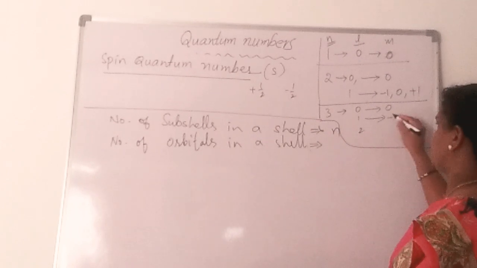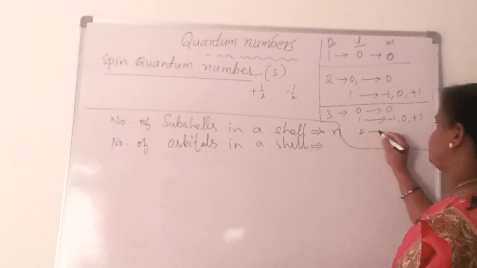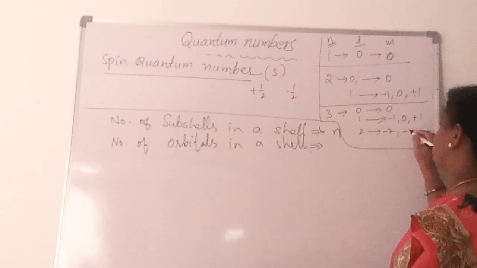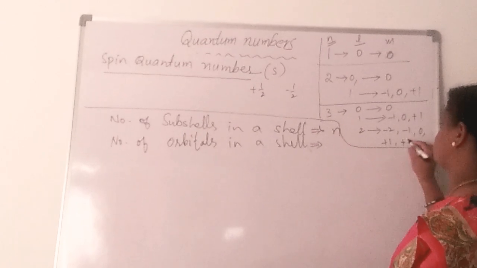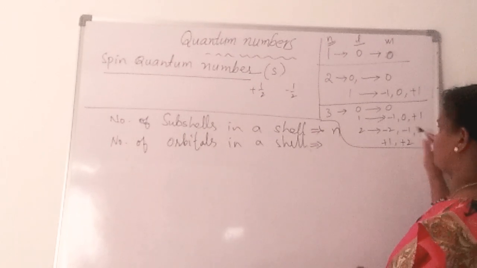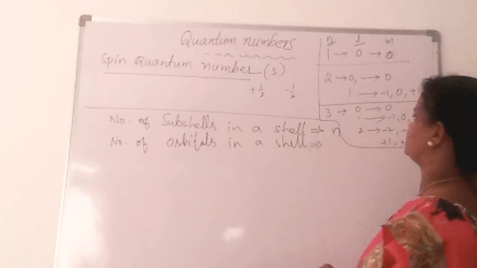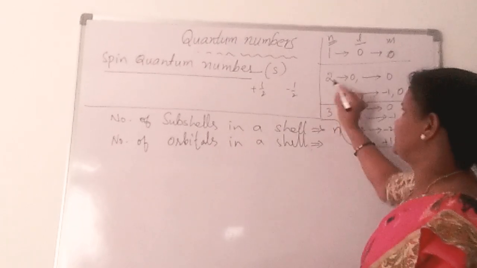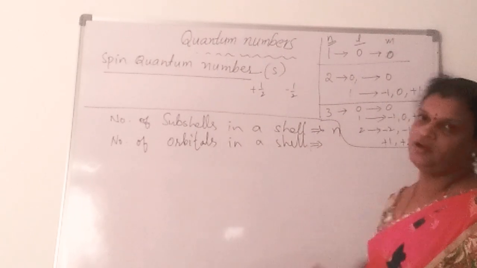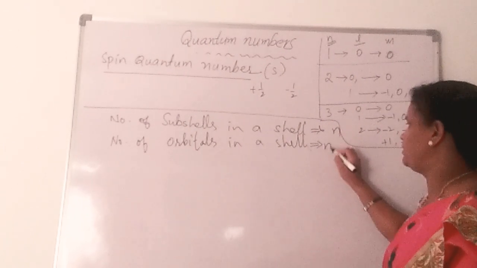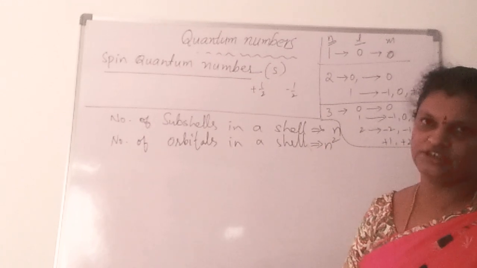And coming to this one, we have here totally 3 values: -1, 0 and +1. And in this one, how many values will we get here? -2, -1, 0, +1 and also +2. Totally the values are 5. 5 plus 3, 8 plus 1, 9. So the third shell contains 9 orbitals. The second shell contains 4 orbitals. The first shell contains 1 orbital. That means we can say simply n square is the formula for the number of orbitals in that particular shell.